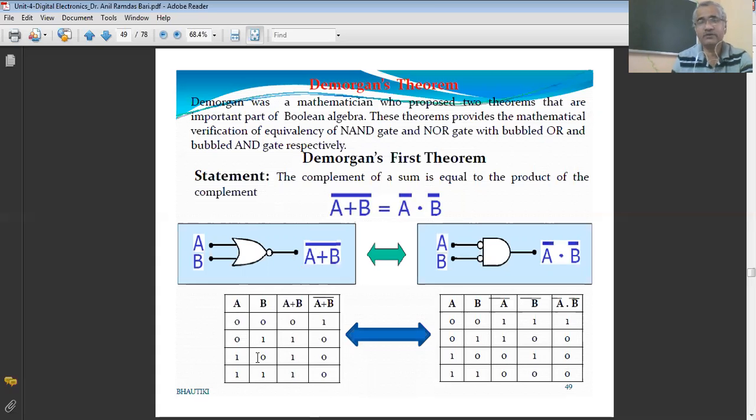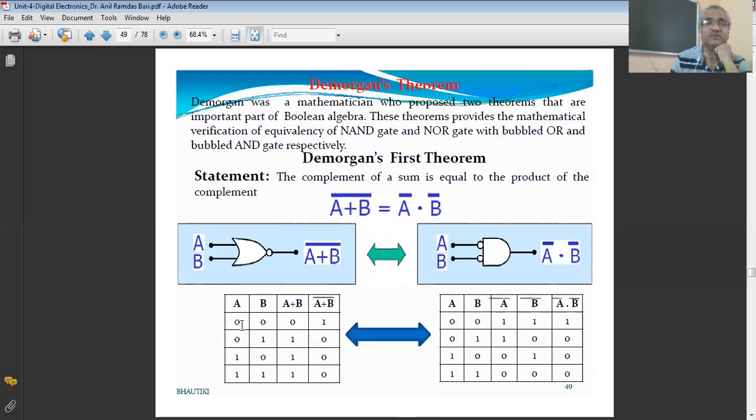Now see very carefully at the truth table. I am explaining the truth table of this NOR gate. This is the symbol of the NOR gate, and this is the equation of the NOR gate. This NOR gate is equivalent to the bubbled AND gate, and this we have to show. So we are verifying the truth table for this circuit first. Then we will verify the truth table for the other circuit, and we will show that the outputs of both the circuits are the same.